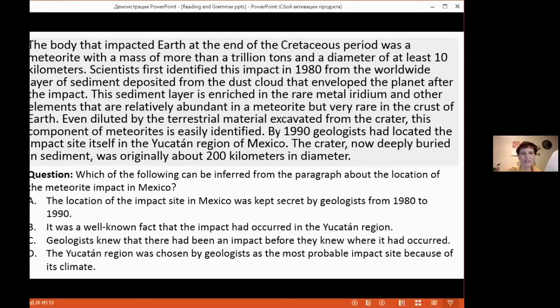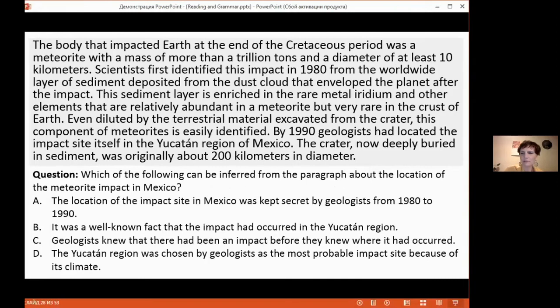This is about meteorites in Mexico and scientists. Right, I will try to move it a little bit. Yes, like that.